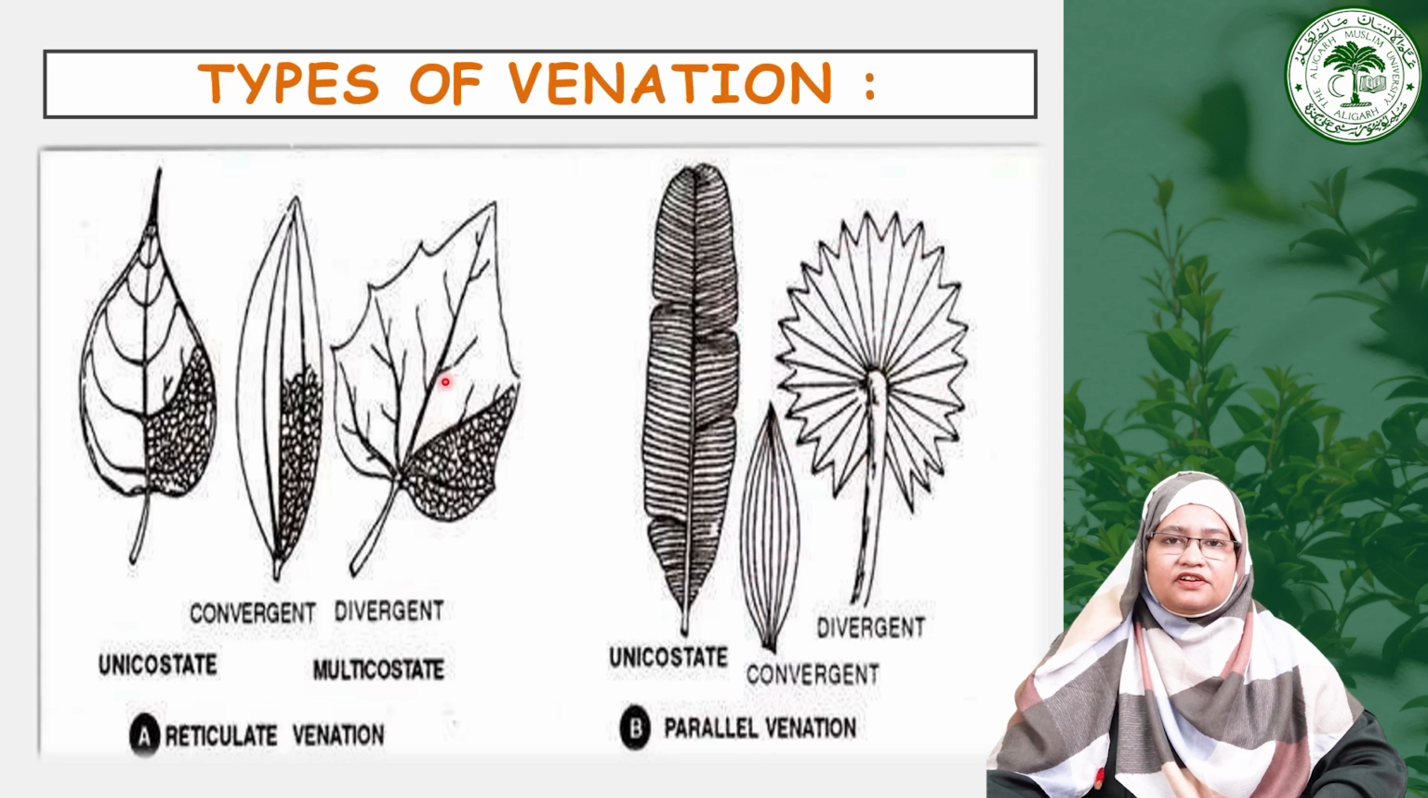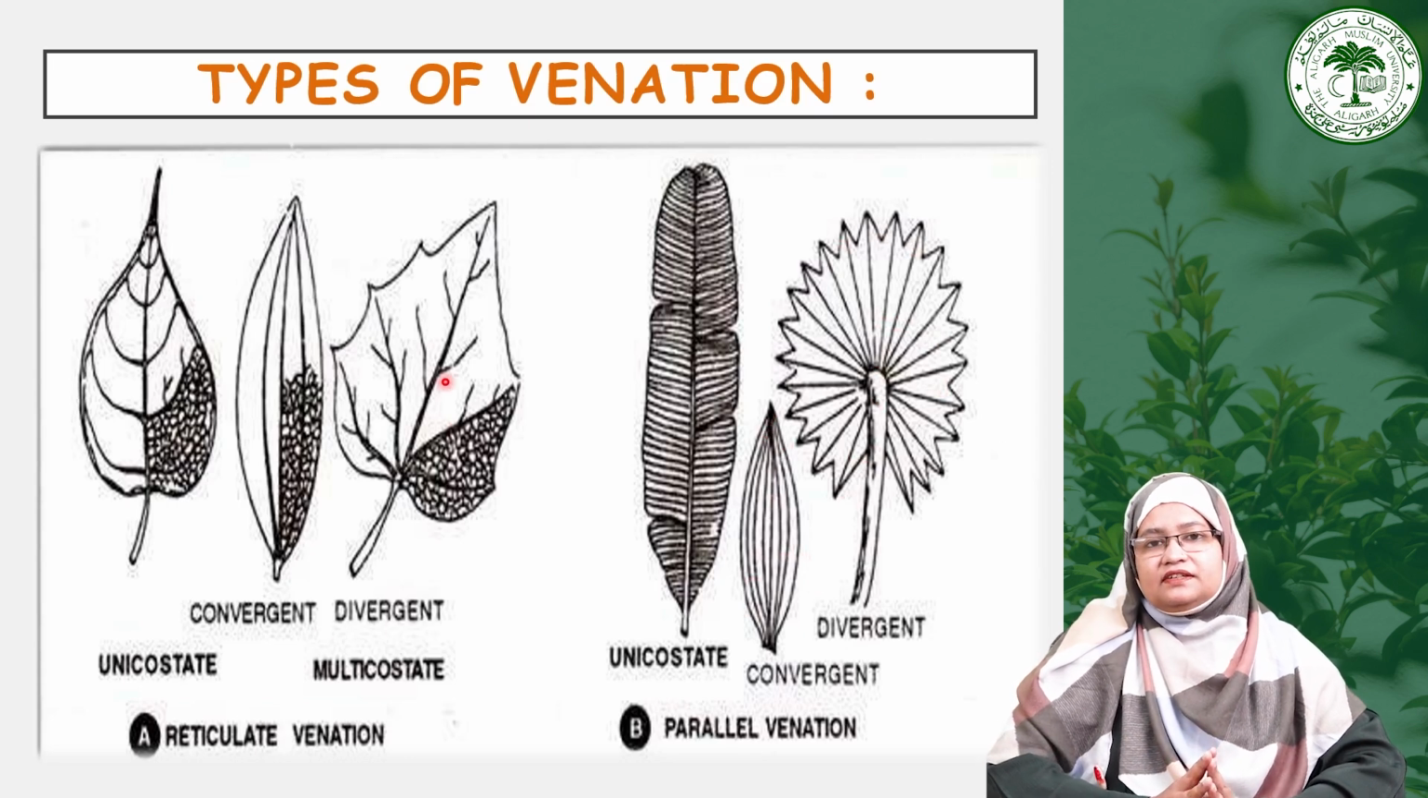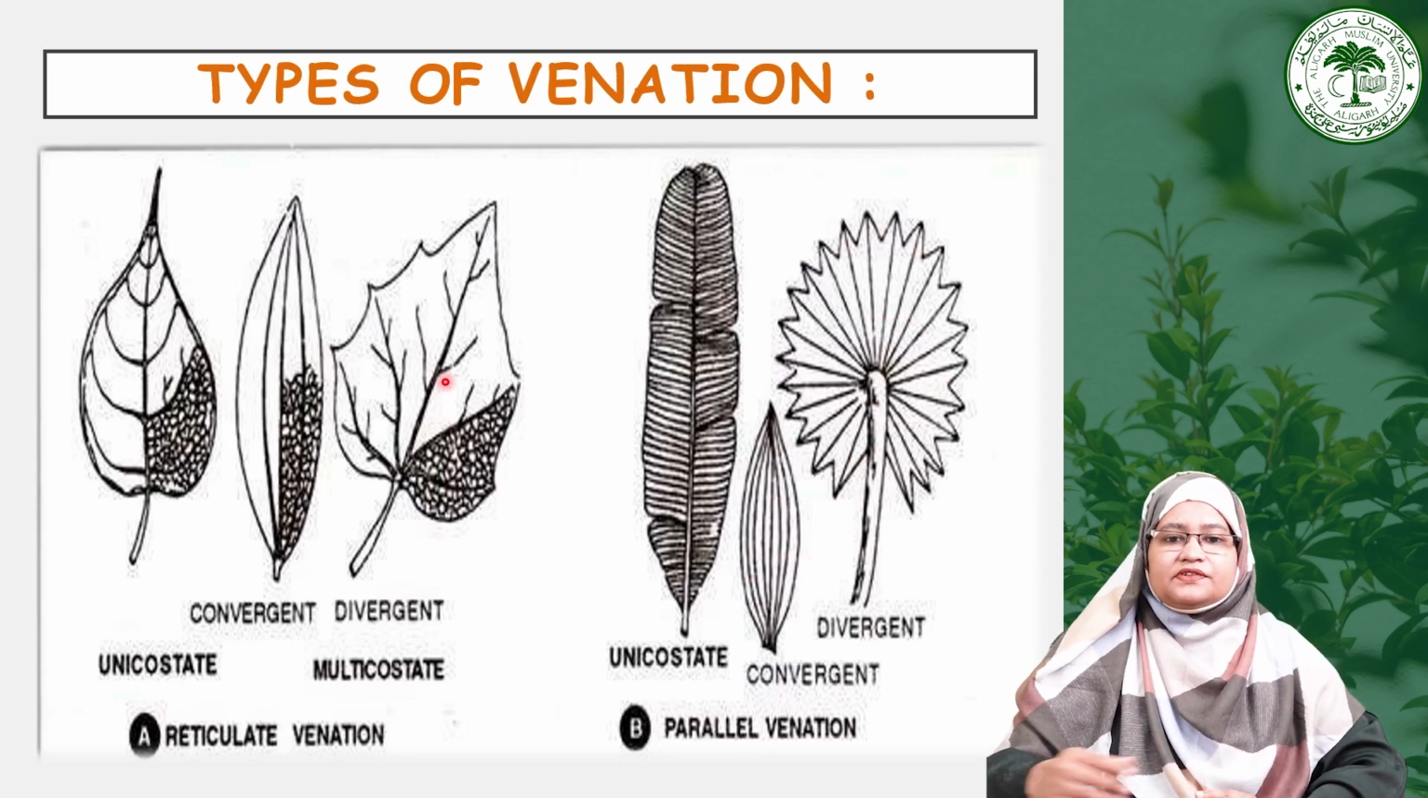So, as we have discussed earlier, reticulate venation is present in dicot leaves and parallel venation is present in monocot leaves.